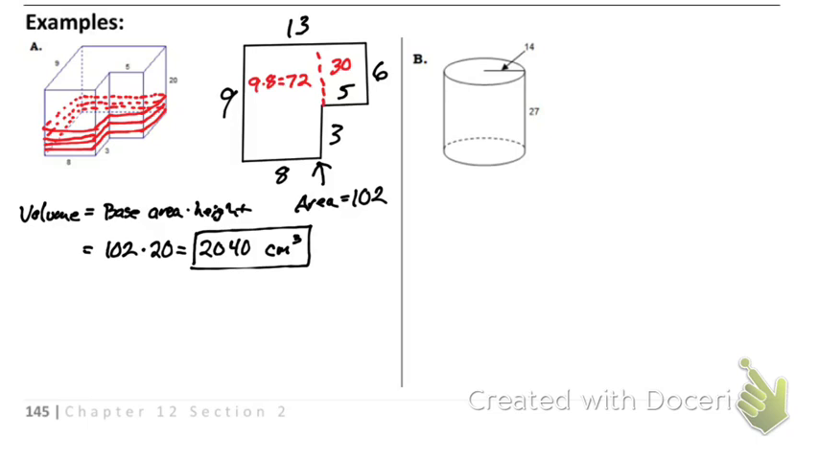Our next one is a cylinder. We're finding the volume of it. So that means I need to find the base area and multiply it by its height. What shape is the base of a cylinder? It's a circle. So that is my base. Now the area of a circle, last time I checked, was pi r squared. So we're going to do pi times 14 squared. So what is the area of that circle? 196 pi.